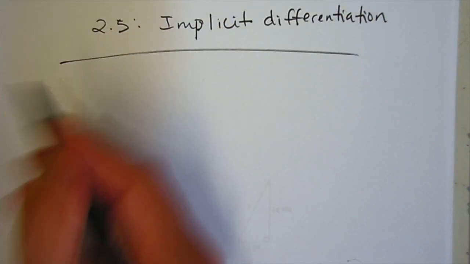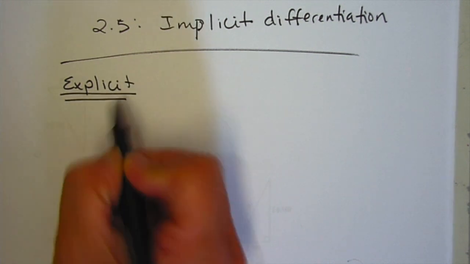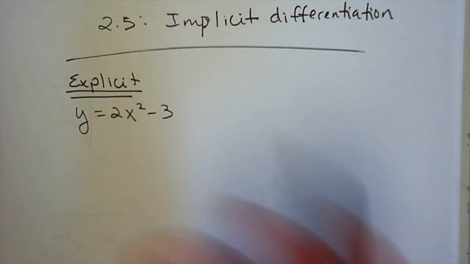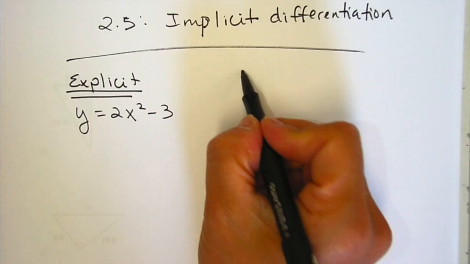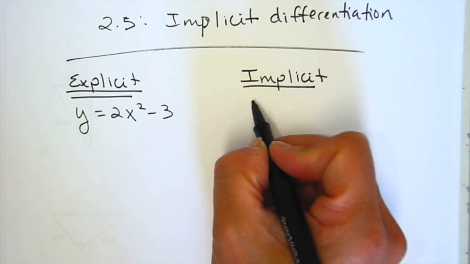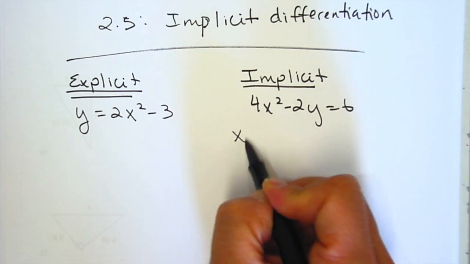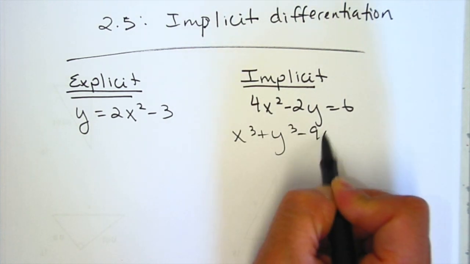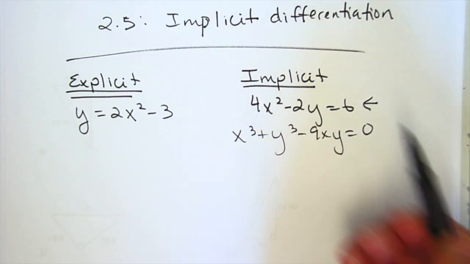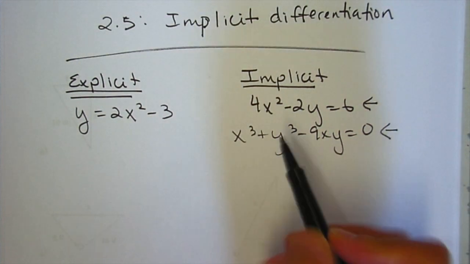So right now we've been working with functions that are stated explicitly. An explicit equation is just an equation like this. You have it in the form y equals. An implicit function is when you don't have it in the form y equals. So this would be an implicit, and this would also be an implicit. Now the first equation here, you could write it explicitly. You can solve this equation for y, but notice the second equation here, you could not solve it for y.